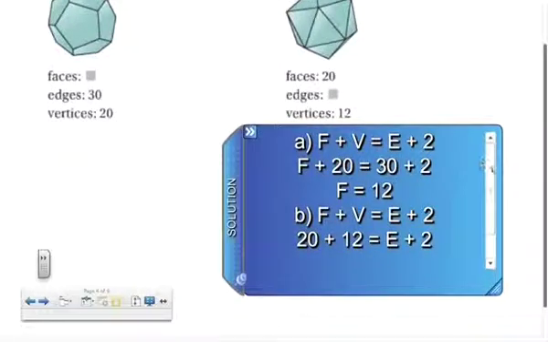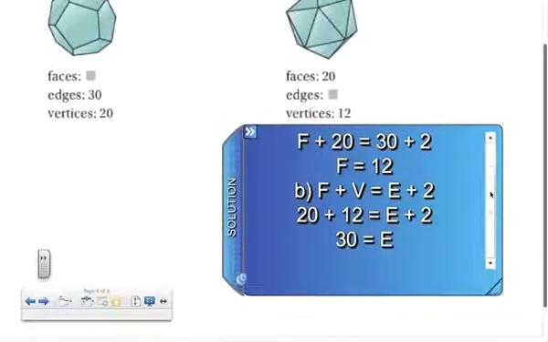Okay, the solutions to part A and B are on the screen. If there's any discrepancy or confusion, let's make sure that we talk about it before we move on.